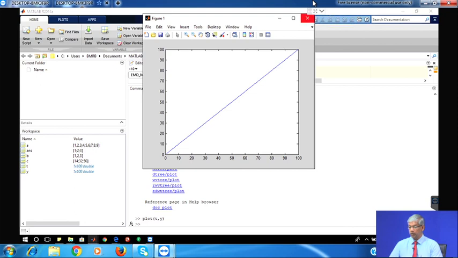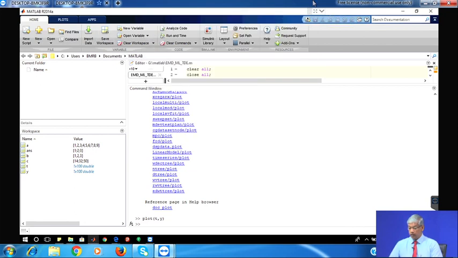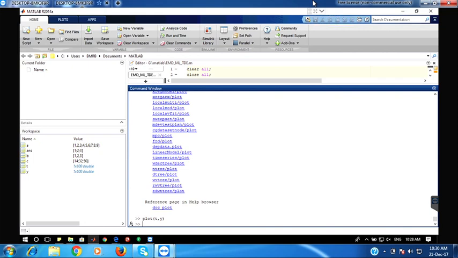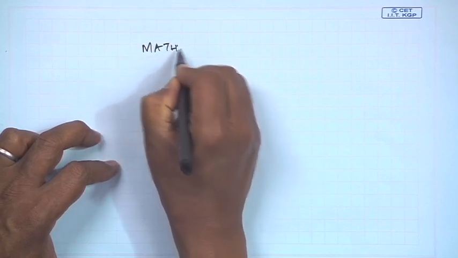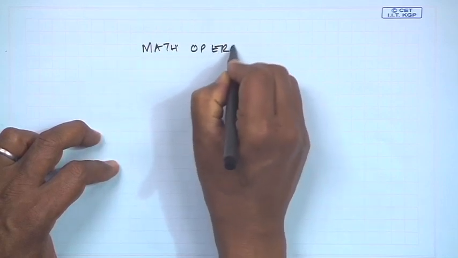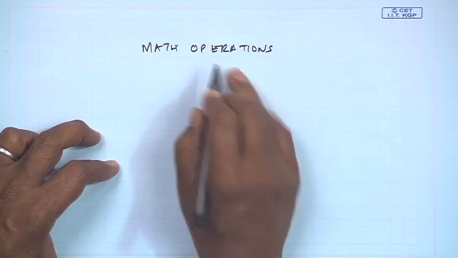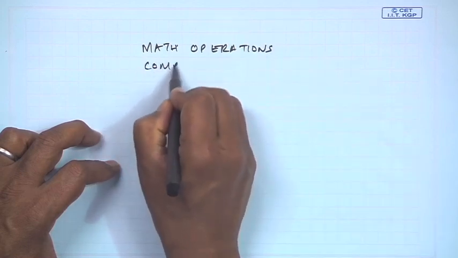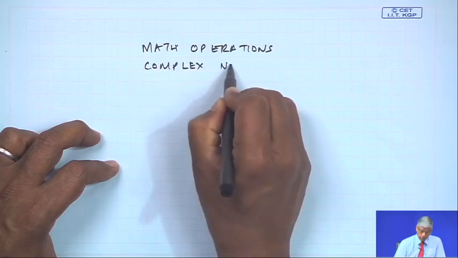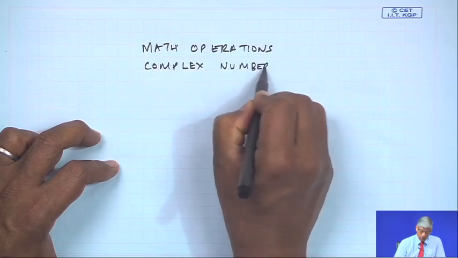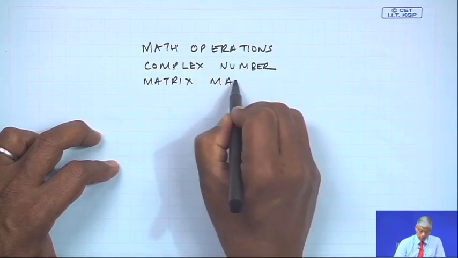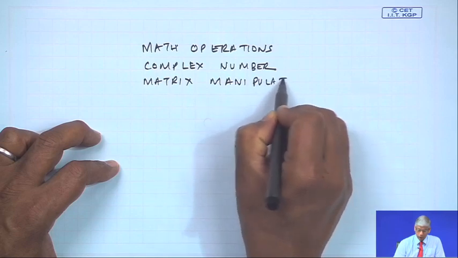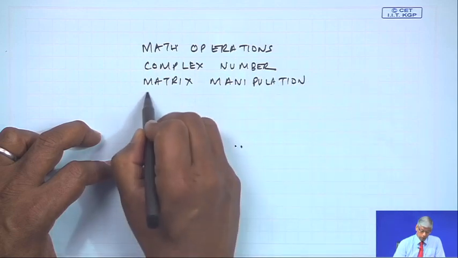I can close it. Of course, if you go to MATLAB, you can do that. And another thing in MATLAB is I can save. So, I can do math operations. I can do them with complex numbers. I can do matrix manipulations like transpose, inverse, etc. I can find out eigenvalues.